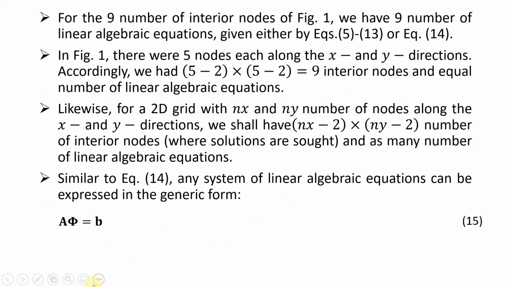We can see that when we are using 5 nodes each along the x and y directions, then we have 5 minus 2 into 5 minus 2, that is equal to 9 interior nodes and that many linear algebraic equations. However, in real practice, we are going to deal with a much larger number of nodes. Say if nx and ny are the nodes along the x and y directions, then we shall have nx minus 2 into ny minus 2 nodes in the interior domain and as many algebraic equations to deal with. So all these equations, that is equation 14 as we have already mentioned, can be written in the form of matrix A into vector phi is equal to vector B.